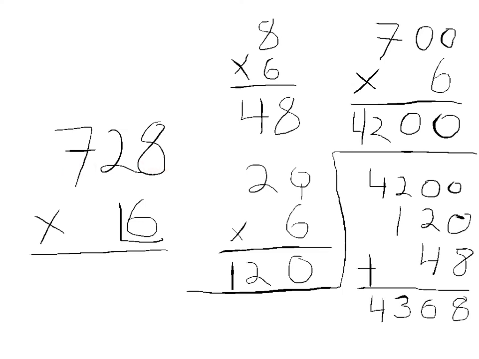728 times 6 is 4,368. There's the answer. Simple. Probably takes a few more steps than the other method, but it's probably easier for your students to do it this way than the other way.